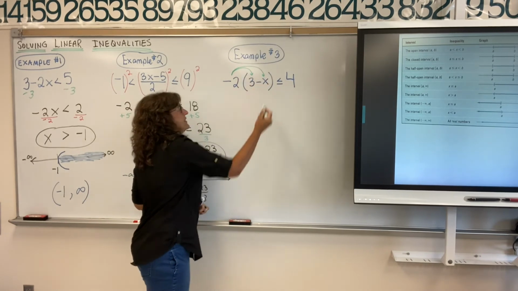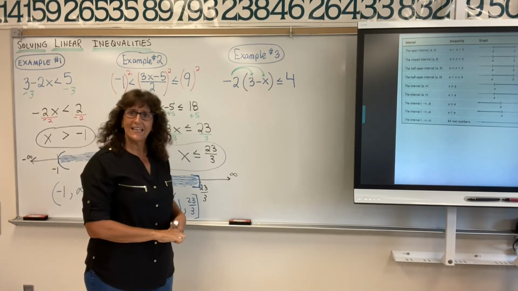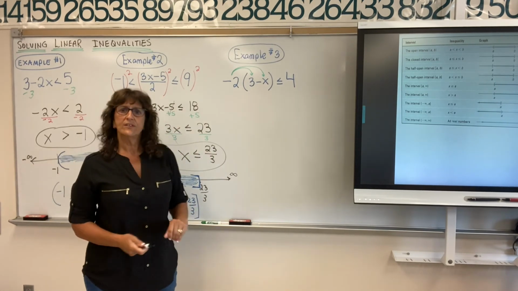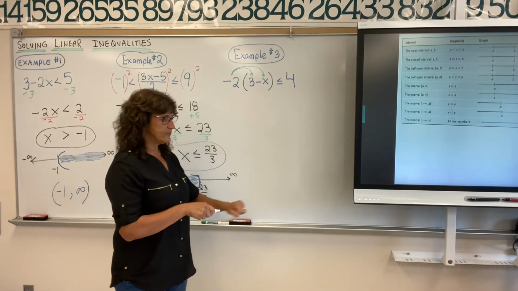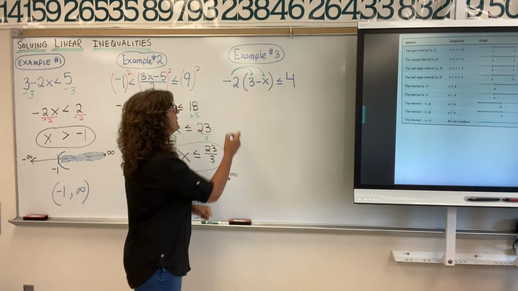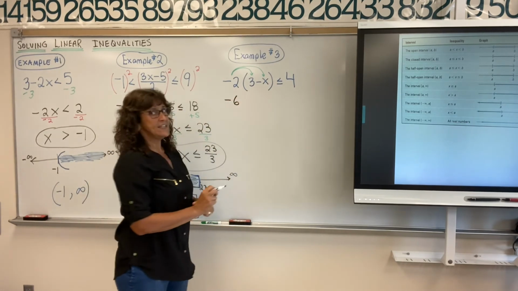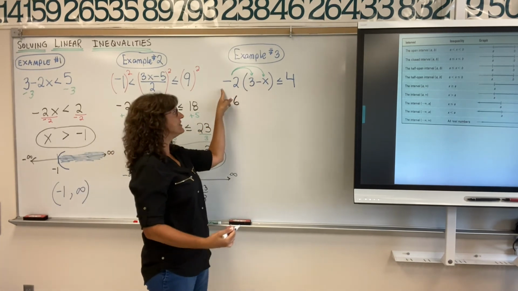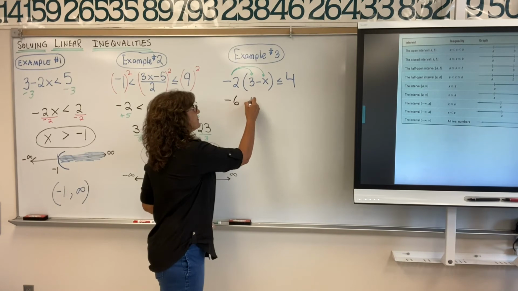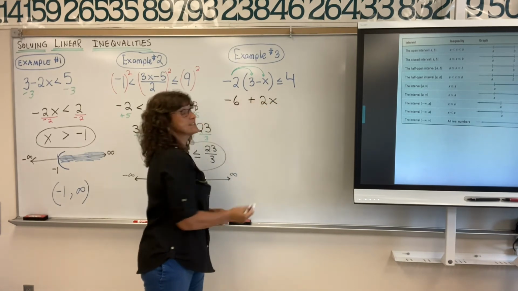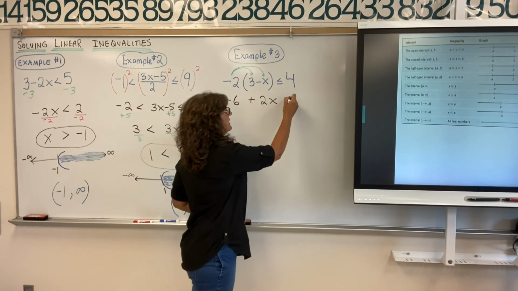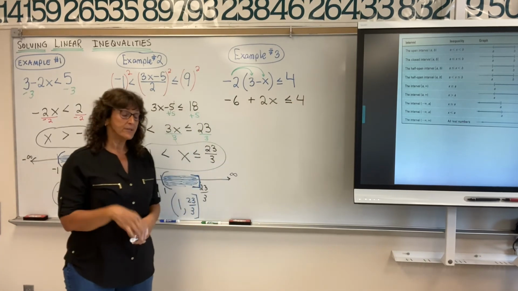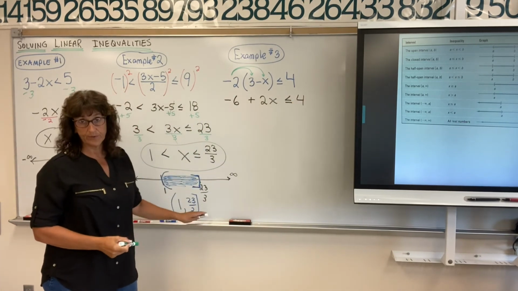So for me, when I'm solving equations and inequalities, I like to remove the grouping symbols first. So let's go ahead and start by distributing the -2 inside the parentheses. So -2 times -3 is -6, okay? And then -2 times -x, negative times negative is positive, so positive 2x, okay? And then on the right-hand side of this inequality, we have the 4.